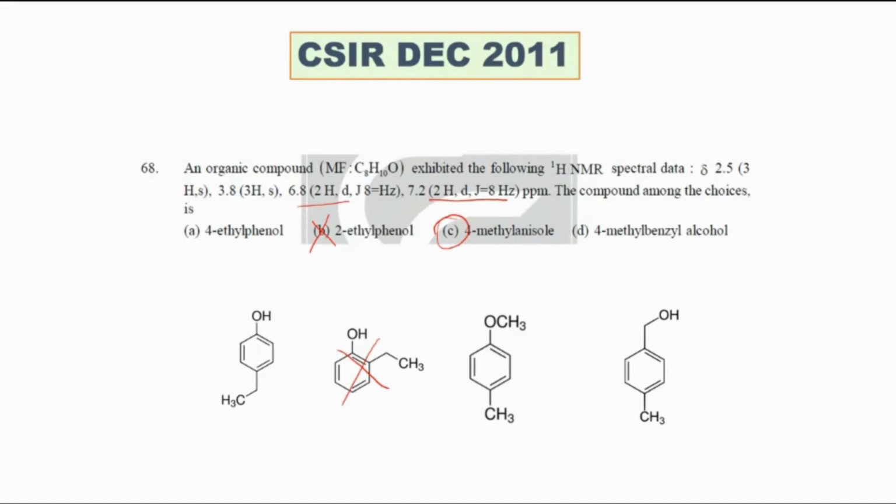Because it is 3 hydrogens at 3.8, so it will be a methoxy group, ma'am. And another one is 2.5 with 3 hydrogens, a singlet, so it will be a methyl group, ma'am. See, you're landing on the right answer. I'm very happy about it.